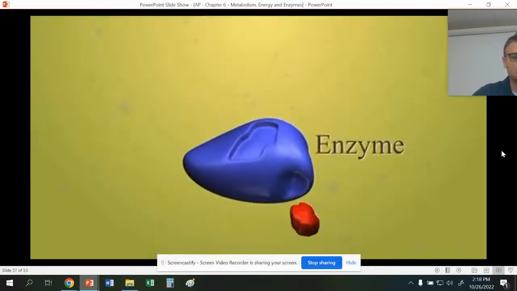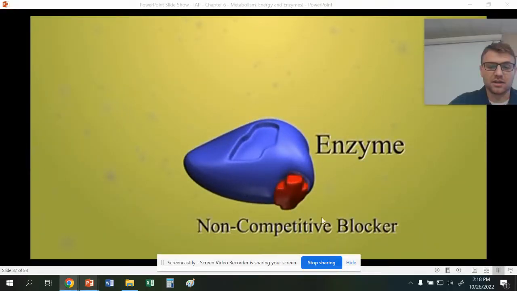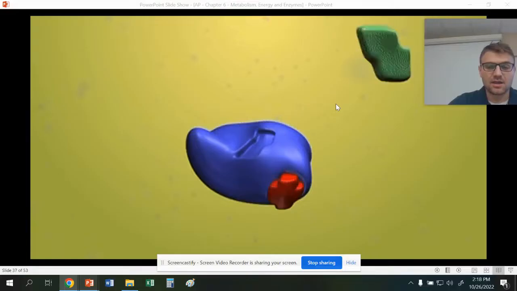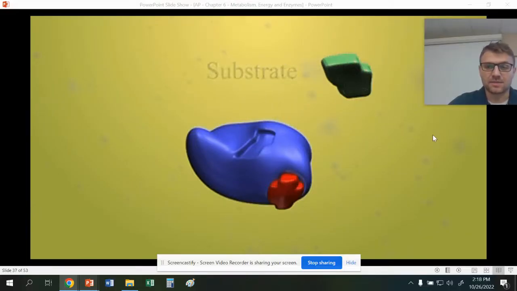Again, other videos I'm not going to show. We can see our non-competitive blocker here or inhibitor. It's changing the active site's shape, which means it's not going to be able to bind with the substrate. And that stops the reaction.